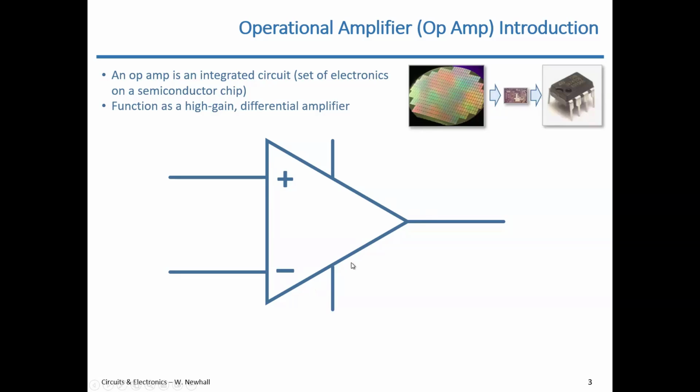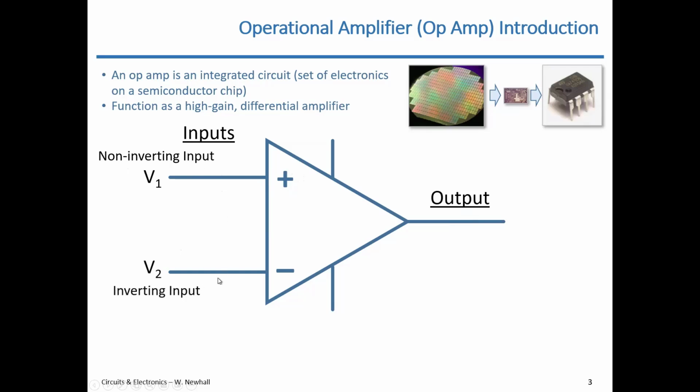This is the schematic symbol for an op amp. It's that triangle with the plus and the minus on the inside. On the left, we have the inputs. These two terminals on the left are the inputs. On the right, that's the output. Going back to the inputs, the input that has the plus next to it is called the non-inverting input. So you're going to hear me say non-inverting input, versus the other terminal, the input with the minus sign next to it, which is called the inverting input. And we'll see what those do in this class.